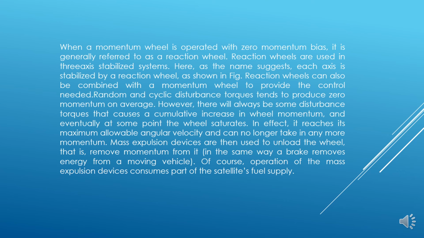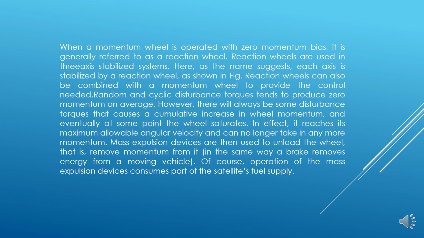When a momentum wheel is operated with zero momentum bias, it is generally referred to as a reaction wheel. Reaction wheels are used in the axis stabilized system. Here, as the name suggests, each axis is stabilized by a reaction wheel as shown in the figure. Reaction wheels can also be combined with a momentum wheel to provide the control needed.